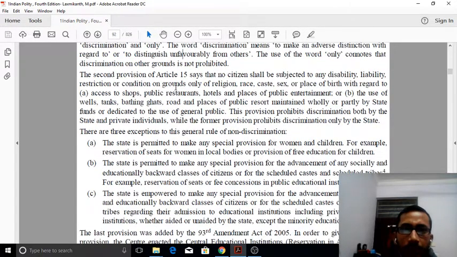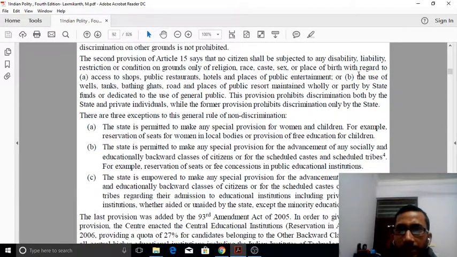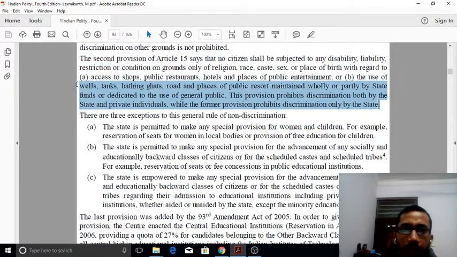The second provision of Article 15 says that citizens shall not be subjected to any disability, liability, restriction or condition on grounds only of religion, race, caste, sex or place of birth with regard to access to shops, public restaurants, hotels and places of public entertainment, or the use of wells, tanks, bathing ghats, roads and places of public resort.